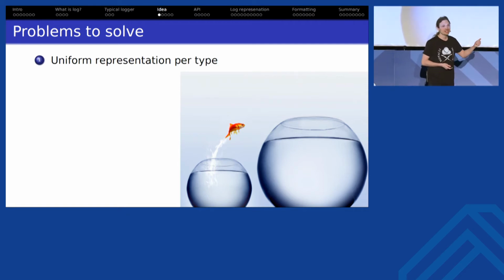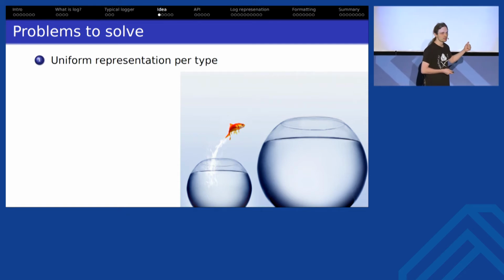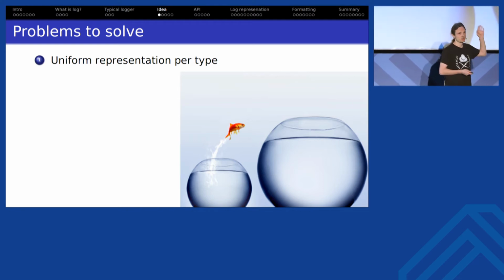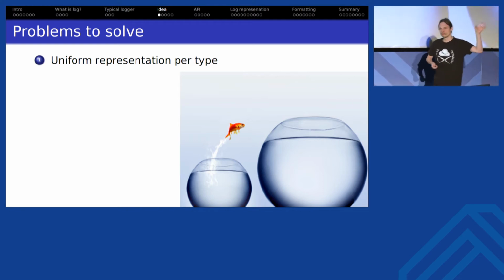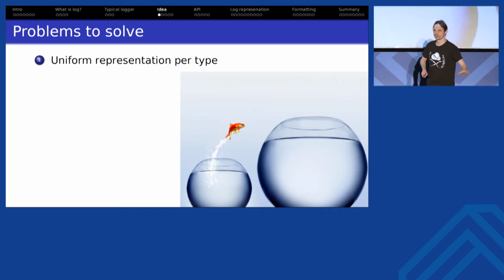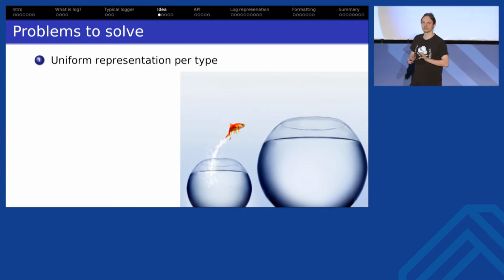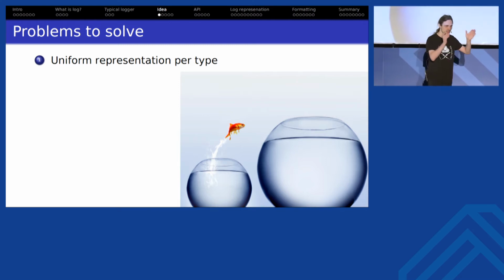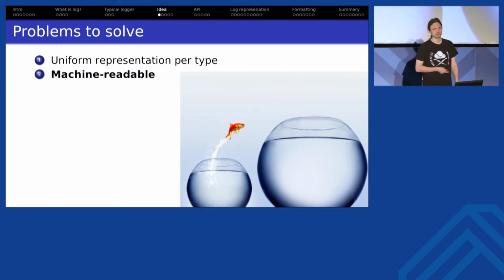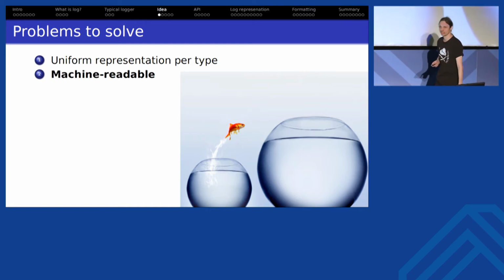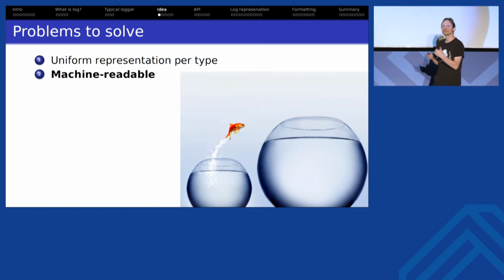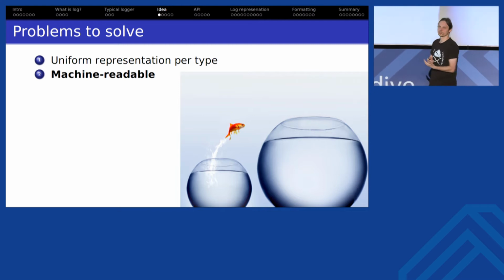So first, I would definitely like to have a uniform representation per type. So whenever I'm logging a node address, it has one fixed representation, period, full stop, nothing more. You can't reformat it. If it is a node address, there is just one representation of how it can be logged. Second thing, and probably the most important, is to make logs in a machine processable form. So you can then easily query the log and check what's inside, and you can automate that.